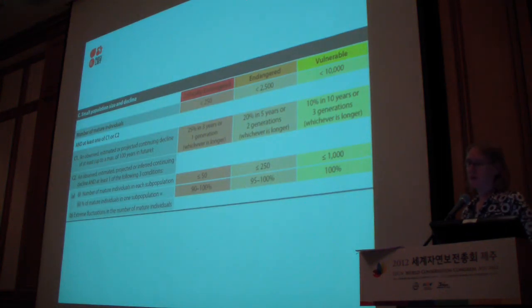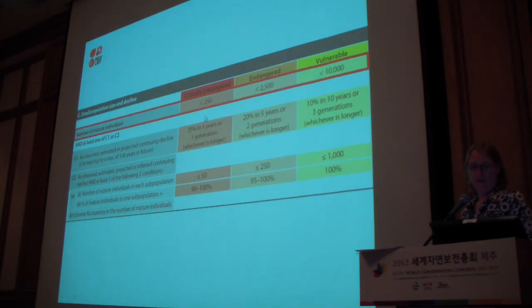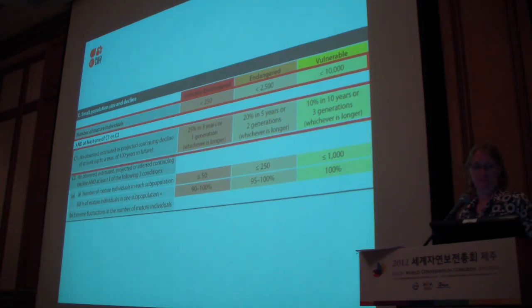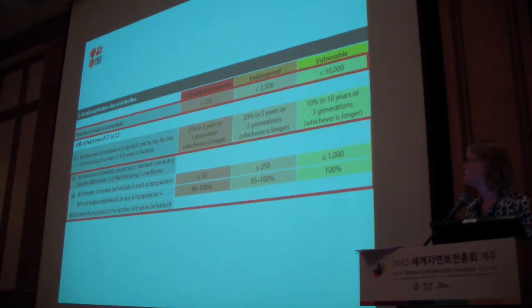This is what it looks like on your criteria summary sheet. Population size thresholds are given at the top, and I've already mentioned those. And then you need at least one of C1 or C2. If you don't have data, it's fine, you can still use C2. And all the details are given in your sheet now. Does anyone have any questions about the thresholds on this summary sheet for criterion C?